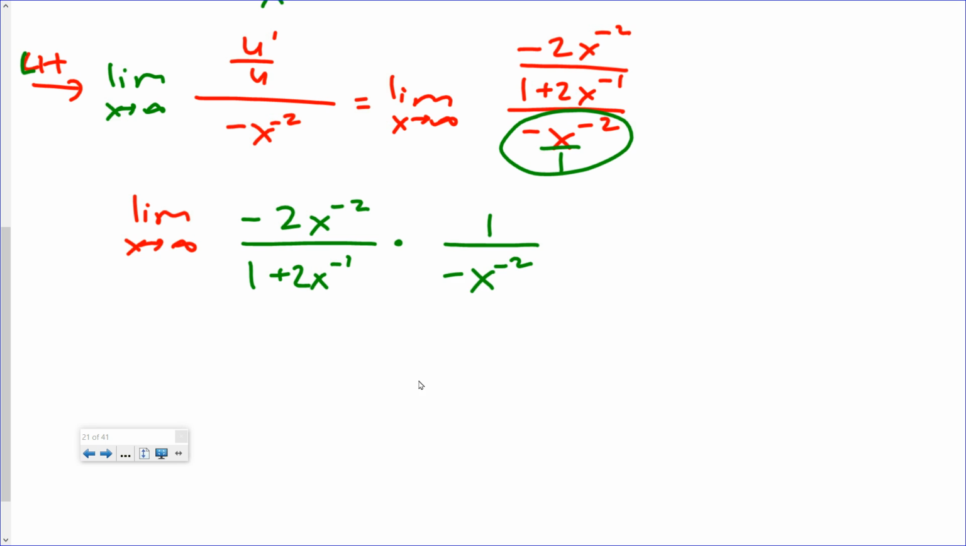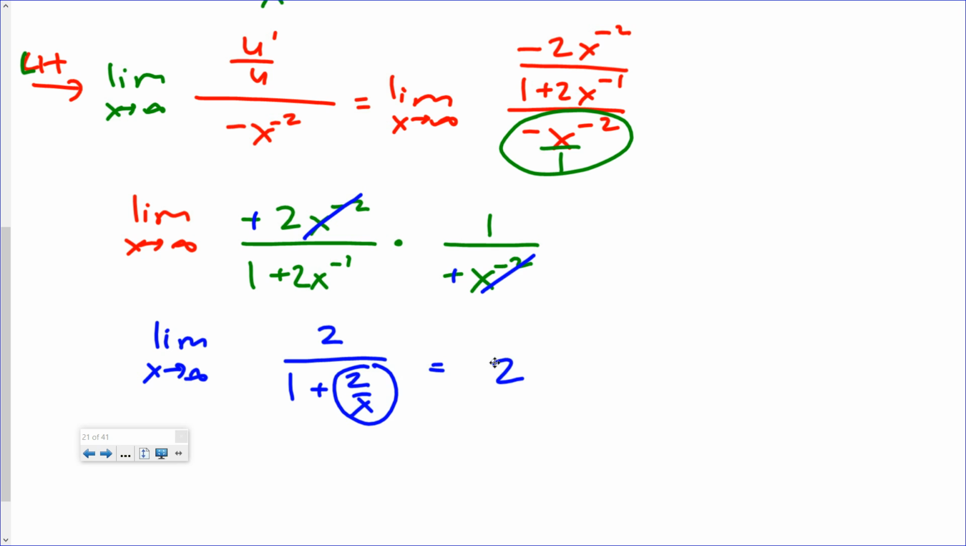Okay. Actually, something very beautiful happened here. Do you see it? Yeah, the x to the minus 2's actually cancel out. The negatives actually cancel out too. Okay, so I could rewrite this problem. I haven't plugged in infinity yet, so let me just rewrite this problem as 1 plus 2 over x. Okay. And as x gets larger and larger and larger, what does this answer become? This becomes 0, right? So I get 2 over 1, which is just 2.